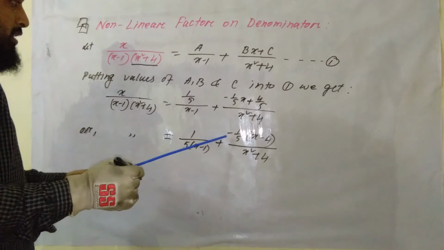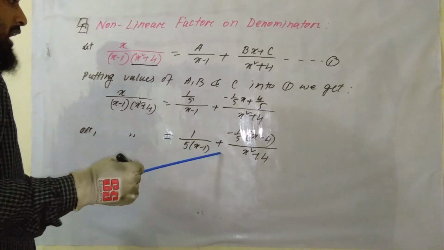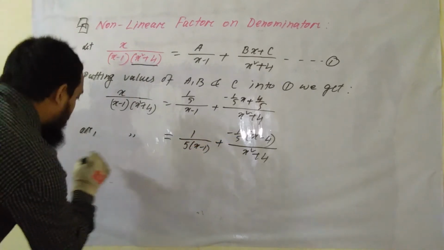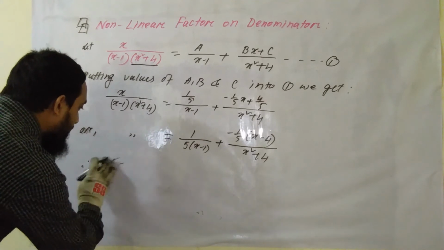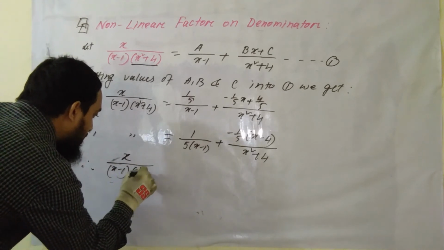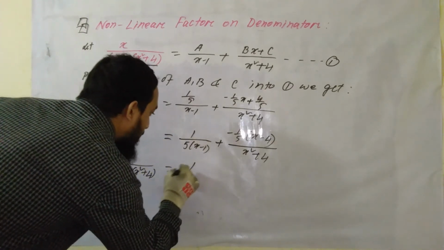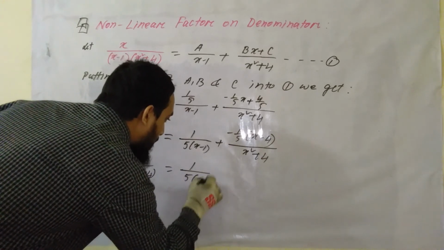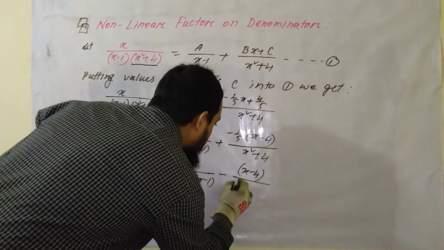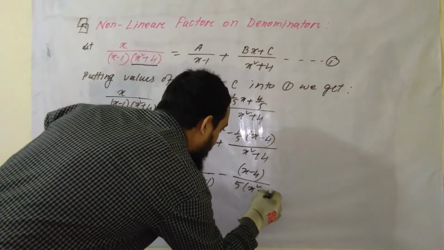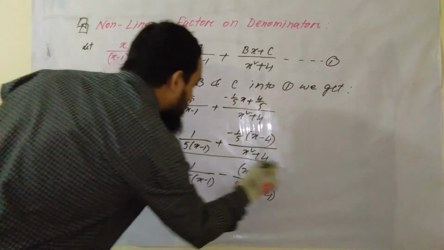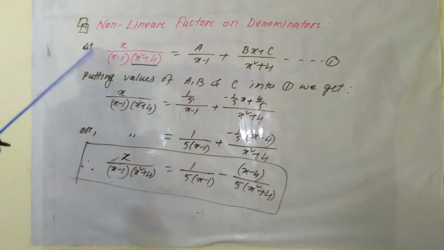So again look, there is the minus sign, this is plus sign, so as they are in multiplication form, plus and minus becomes minus, and 5 will be in the denominator. Therefore x divided by x minus 1 into x square plus 4 is equal to 1 by 5 into x minus 1, minus x minus 4 divided by 5 into x square plus 4. So this is our required partial fractions for the given problem.